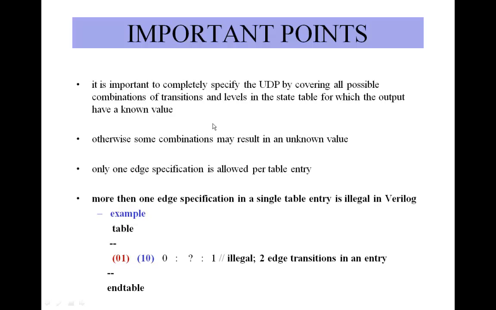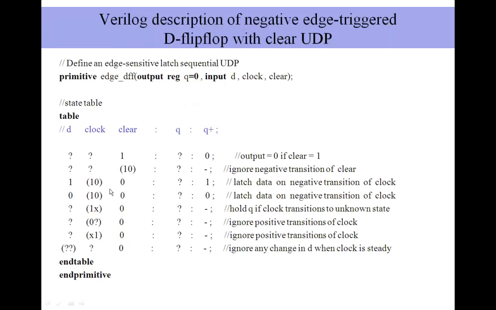This is one point. The other point is, only one edge specification is allowed per table entry. Per table entry, this is one entry, this is another entry, this is another entry, like that. So per entry only one edge transition. Look at this entry, no edges here. Here only clear is transiting. Here only clock is transiting. Here clock is transiting. Here clock is transiting. In this case, only D is transiting. So transition must be on only one identifier.